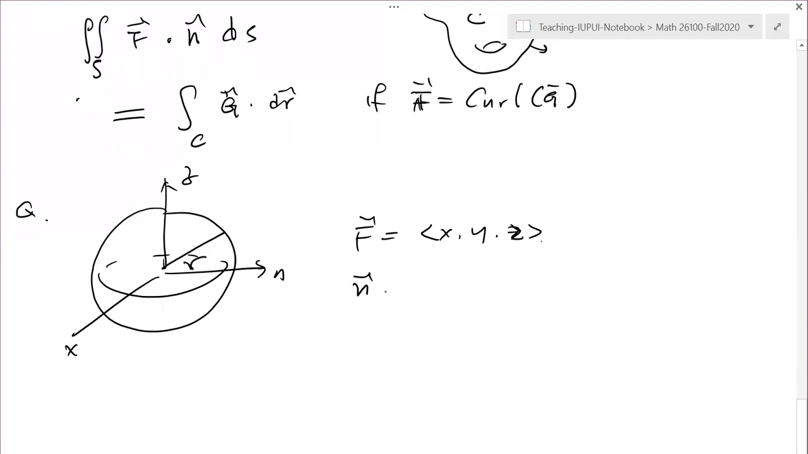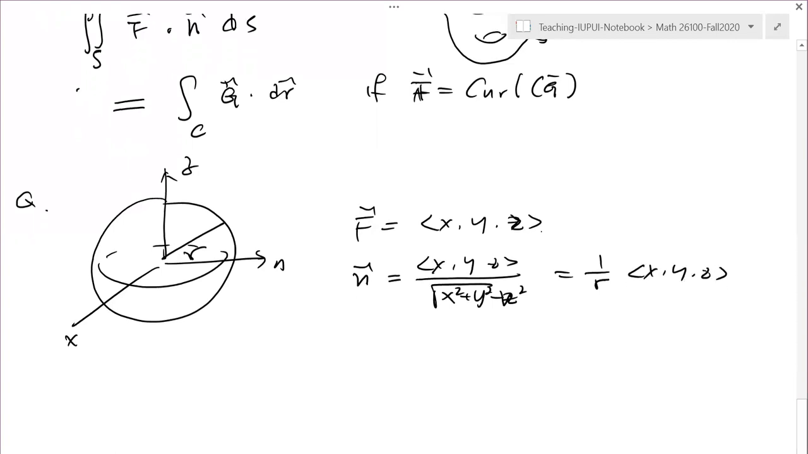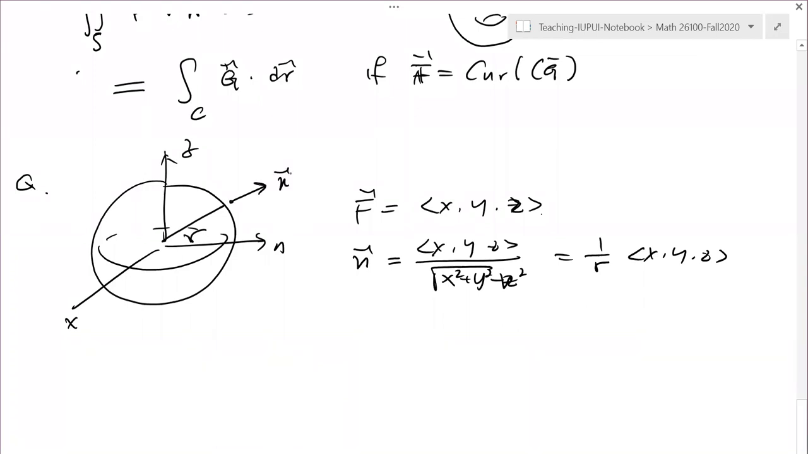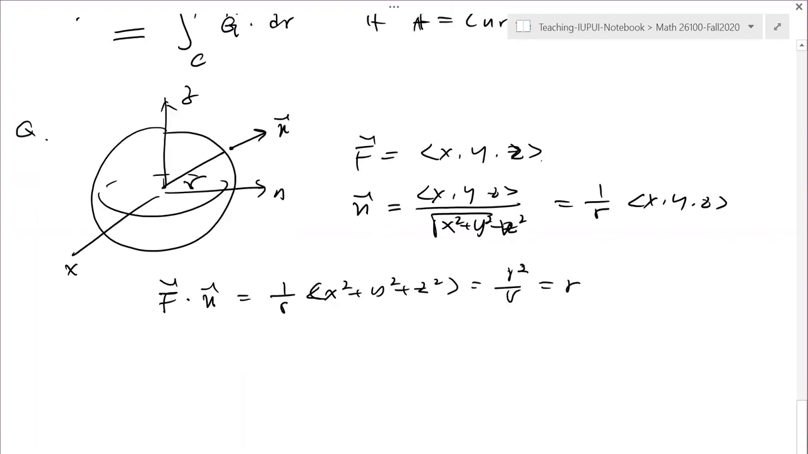The normal vector at the point (x, y, z) is going to be the normalization, 1 over the square root of x squared plus y squared plus z squared, which is 1 over r, times (x, y, z) on the surface of the sphere. So this is the normal vector. The inner product is equal to 1 over r times x squared plus y squared plus z squared, which is r squared over r, so it's r. The divergence of the vector field is the partial derivative of x with respect to x, y with respect to y, z with respect to z, which is going to be 3.